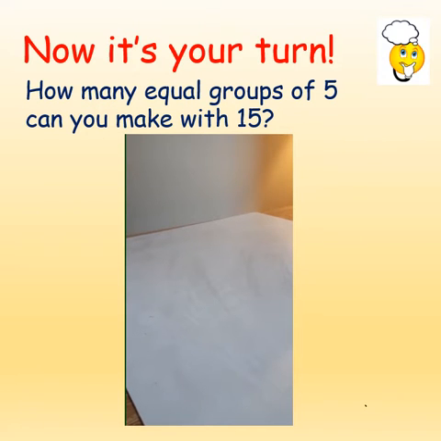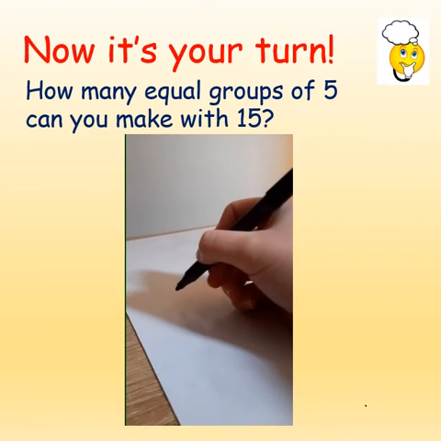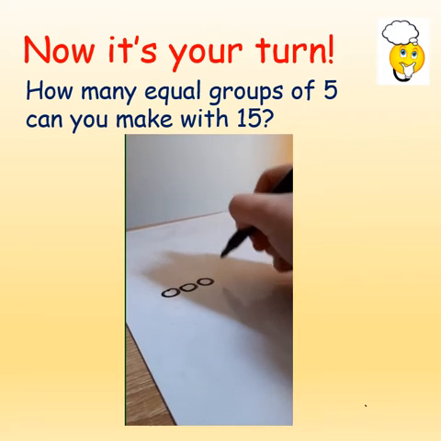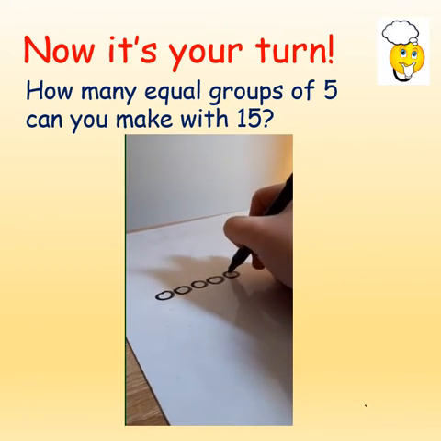What do my groups need to be made up of? If I want how many equal groups of 5 can you make with 15? How many do I need in each group? Well done, that's right, I need 5 in each group. And I've got 15 altogether. Okay, so I'm going to count. You ready? 1, 2, 3, 4, 5.